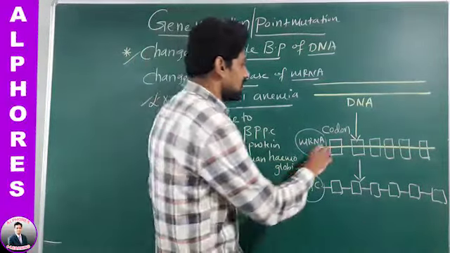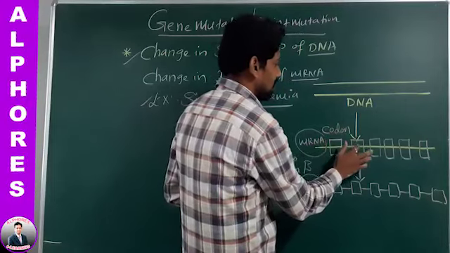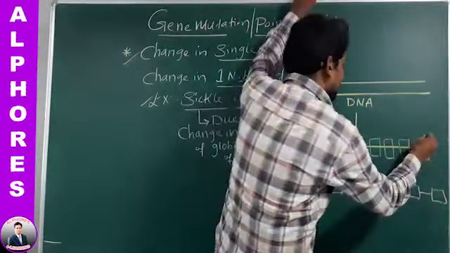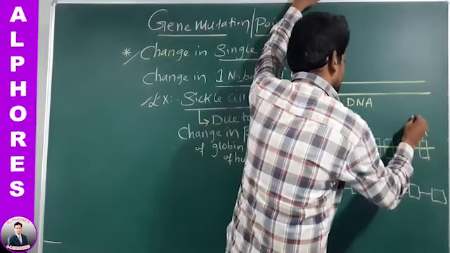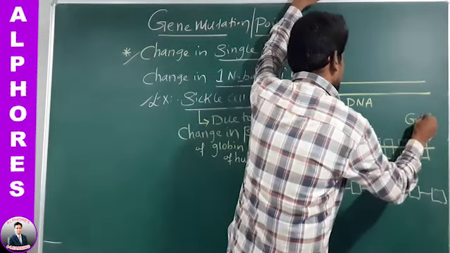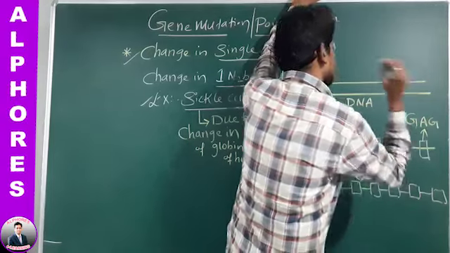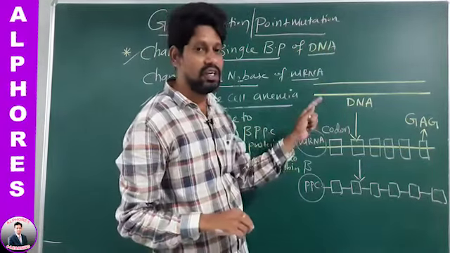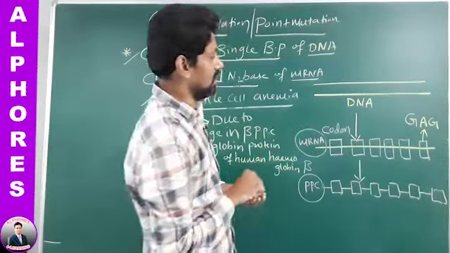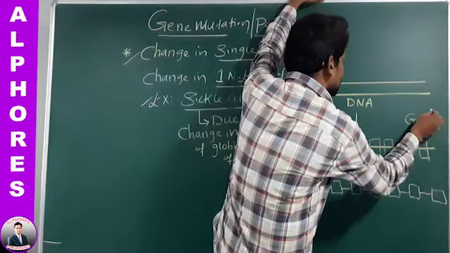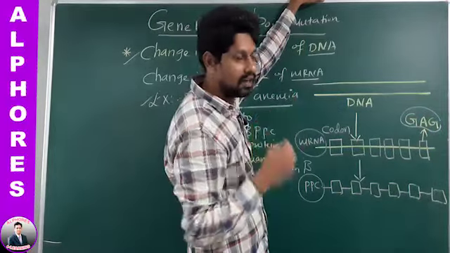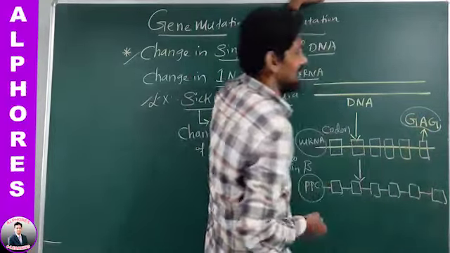Okay, right. On this mRNA, what are present? Codons are present. Here I am writing one codon, that is GAG. What is that codon? GAG. This GAG codon codes for glutamic acid.